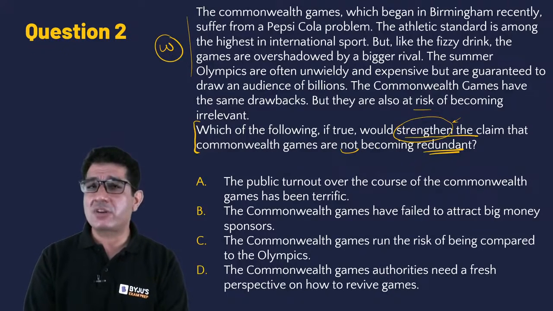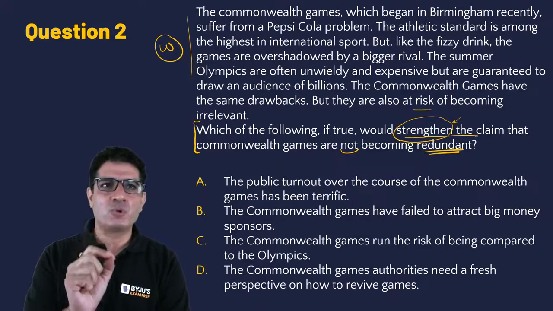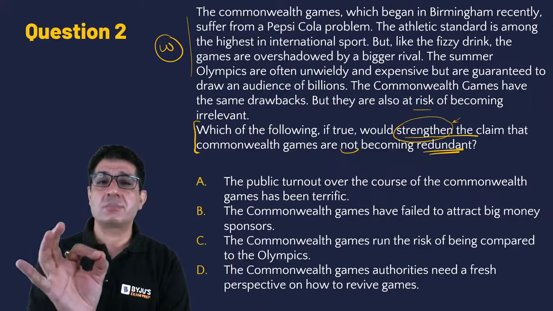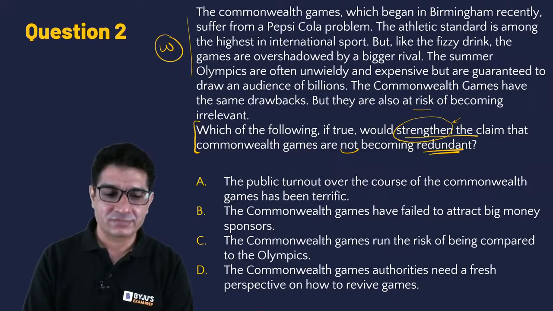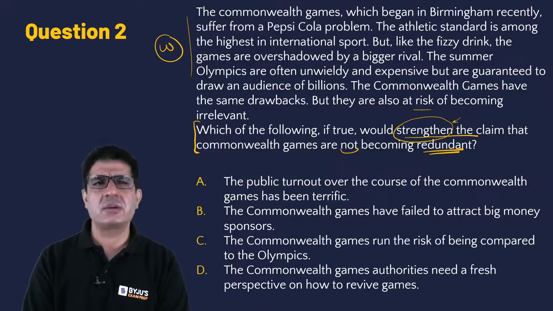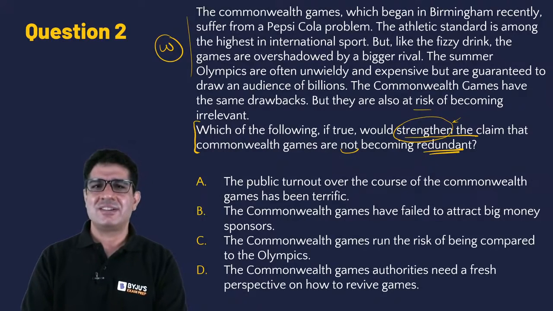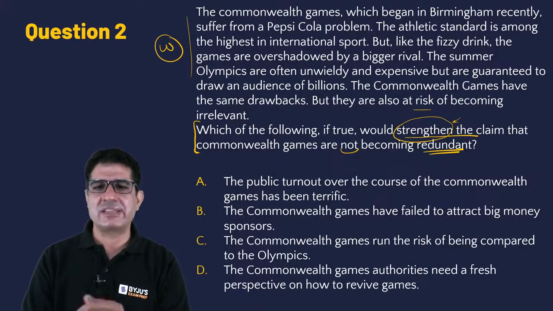So how do we weaken an argument? There are just two ways out. You can prove that the premises or assumptions are wrong, or you can prove that the premises or the assumptions are suspect, that they are not very sound. That's how you weaken. That's all. So let's see.